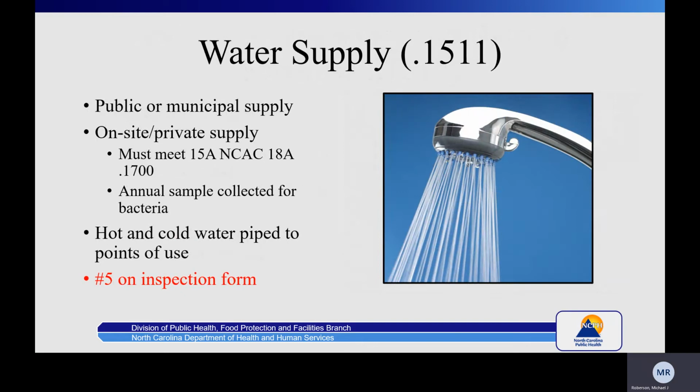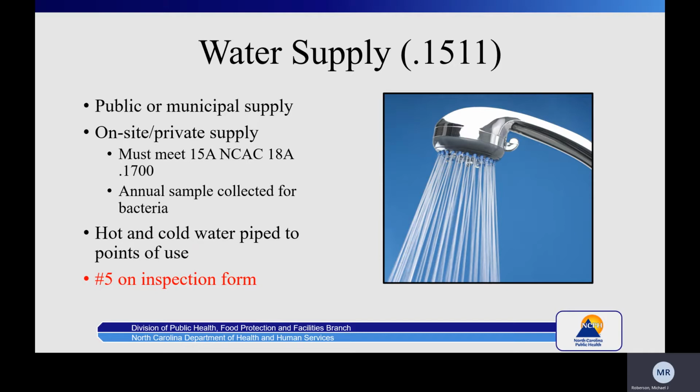So let's talk about the water supply under Rule 1511. The water supply serving the facility should be public or municipal, or it's going to be an on-site or private supply such as a well. So if it is an on-site supply, it needs to meet the 1700 rules. If you need to know what's required in the 1700 rules, then you can go on the North Carolina Division of Environmental Health website and download those and refer to those.